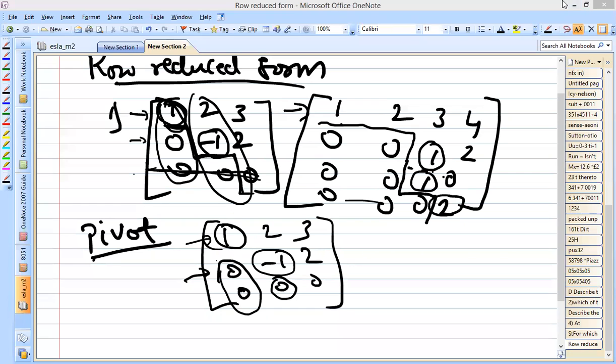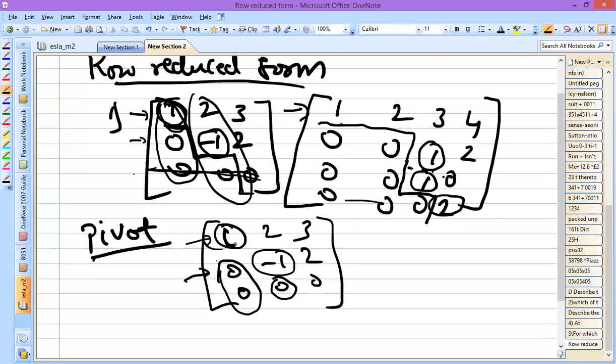See, pivot is nothing but a first non-zero entry. Now if we consider a row, suppose if we had 0, this is not the first non-zero entry. So 2 will become the first non-zero entry, so then this will become the pivot. Understood? So in this example I have taken 1, 2, 3 as the first row element. So here the first non-zero entry is 1. So this is the pivot in a given matrix, that is in the first row.